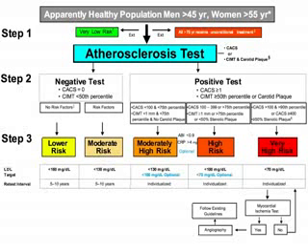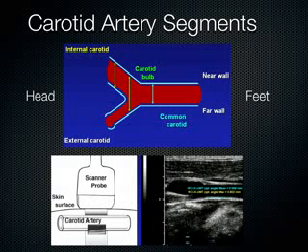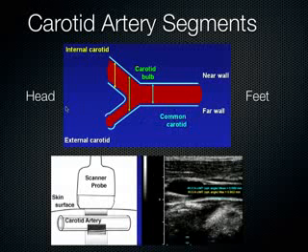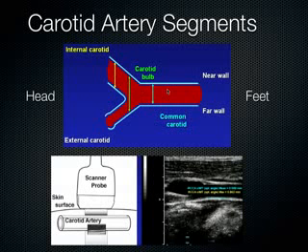You can decide how risky your patients are here and decide what to do next with them. Now, how do you measure it? Well, if you look at this vessel here, a schematic diagram, this is towards the head, this is towards the feet, and the common carotid is along here, and as it goes towards the head, it bifurcates into the internal carotid and over to the external carotid.